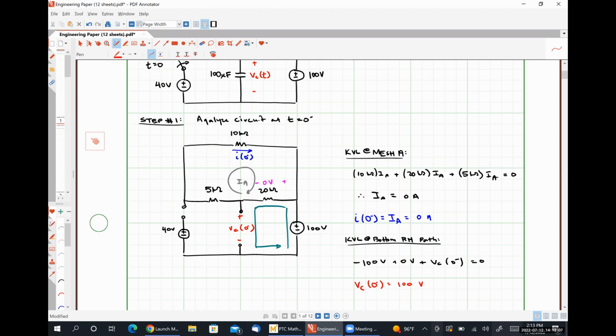All right, so how do we feel about our analysis here at t is equal to 0 minus? Anything wild or crazy that didn't make sense? Not too crazy yet. Thank you, Sarah. All right, so let's move along to step number 2.